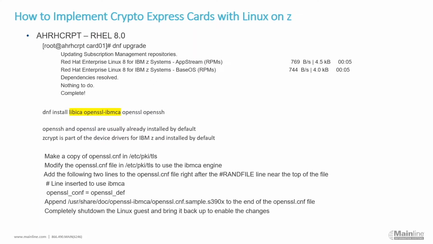You're going to install a couple packages that are required, like I mentioned earlier, the libica and OpenSSL IBM-CA packages. OpenSSL and OpenSSH should already be installed on your system, and then the zcrypt should already be there as well. And then you're going to modify the OpenSSL configuration file. You're going to basically add a statement near the top, and then you're going to copy an existing sample file at the bottom of the config file that will allow you to take advantage of the crypto cards.